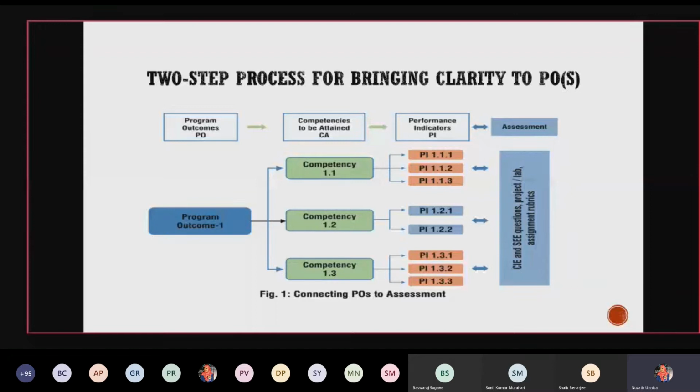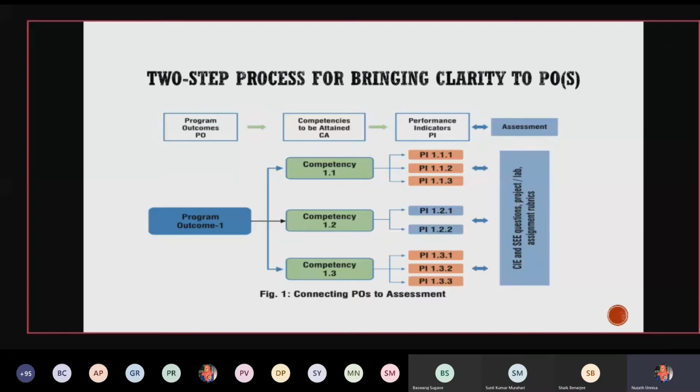We can't directly map our program outcomes with the course outcomes. If we try to do that, we will miss out the things in different competencies. Let's say we are talking about a course outcome pertaining to mathematics. If you just list that a student has achieved a particular outcome and map it with the course outcome directly, we are missing out the performance indicators in that particular program outcome's competencies.